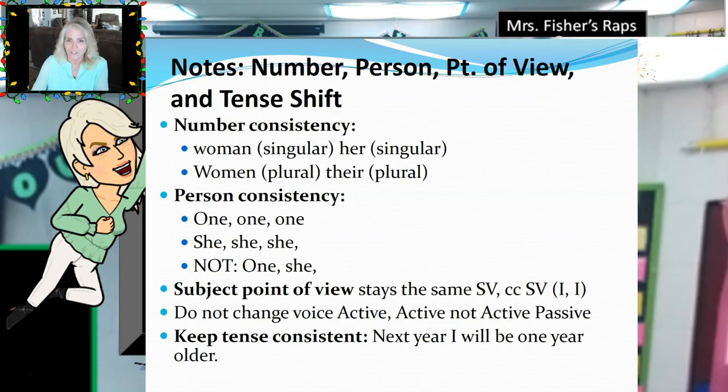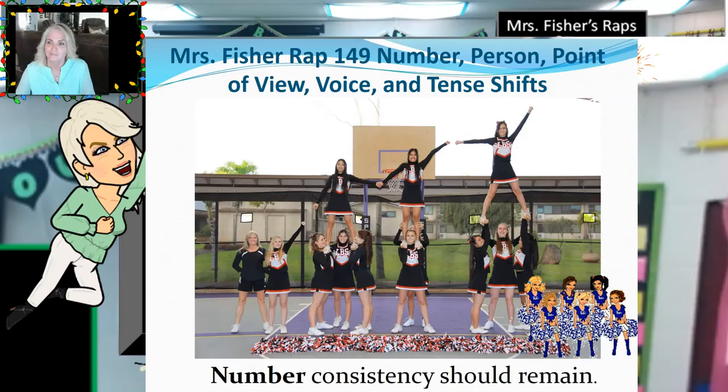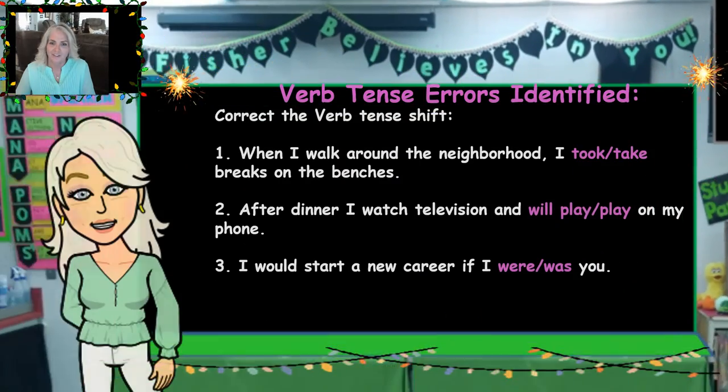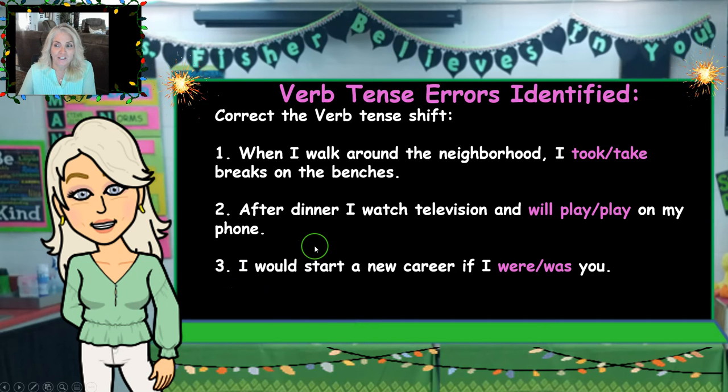All right, so we want to keep number consistency. So things to remember. All right, so now let's try identifying some verb tense errors and correcting them. So please correct these sentences. Number 1: When I walk around the neighborhood, I took or take breaks on the benches. Number 2: After dinner, I watch television and will play or play on my phone. Number 3: I would start a new career if I were or was you.